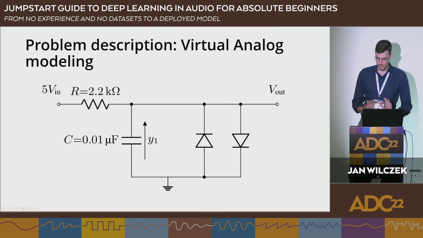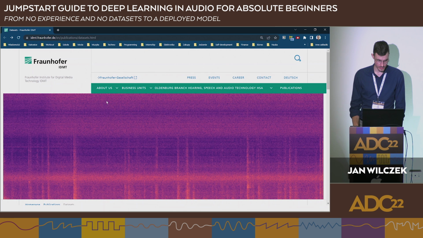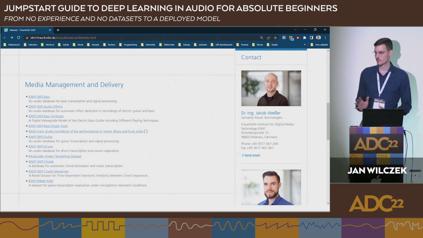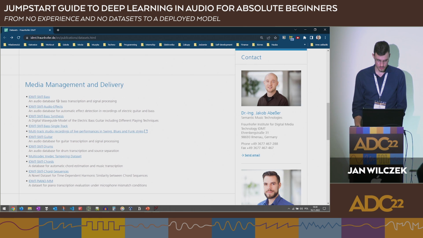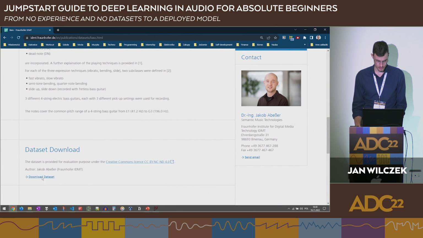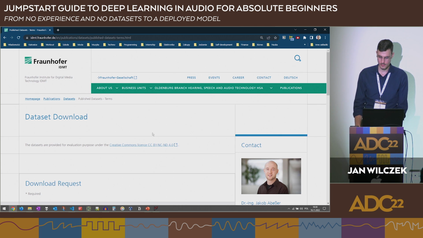So we have just this schematic, right? What I recommend doing is there's a great website from Fraunhofer IDMT, and on this website, there's already a number of datasets available. Of course, for example, you could record your own guitar and bass as the input signal, but here, you don't need to do this. Basically, all you need to do is choose one. Here's, for example, bass. You can go to download dataset and simply fill out this request. You're free to use it for research and educational purposes. So that's already a heads up.